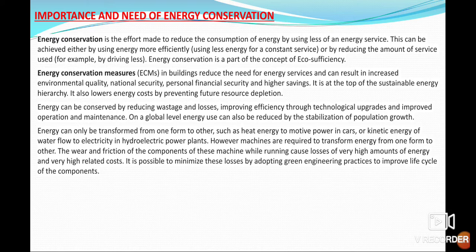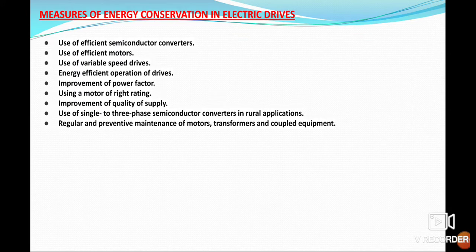However, machines are required to transform energy from one form to another. The wear and friction of the components of these machines while running cause losses of very high amounts of energy and very high related cost. So it is possible to minimize these losses by adopting green engineering practices to improve the life cycle of the components. What are the measures of energy conservation in electric drives?